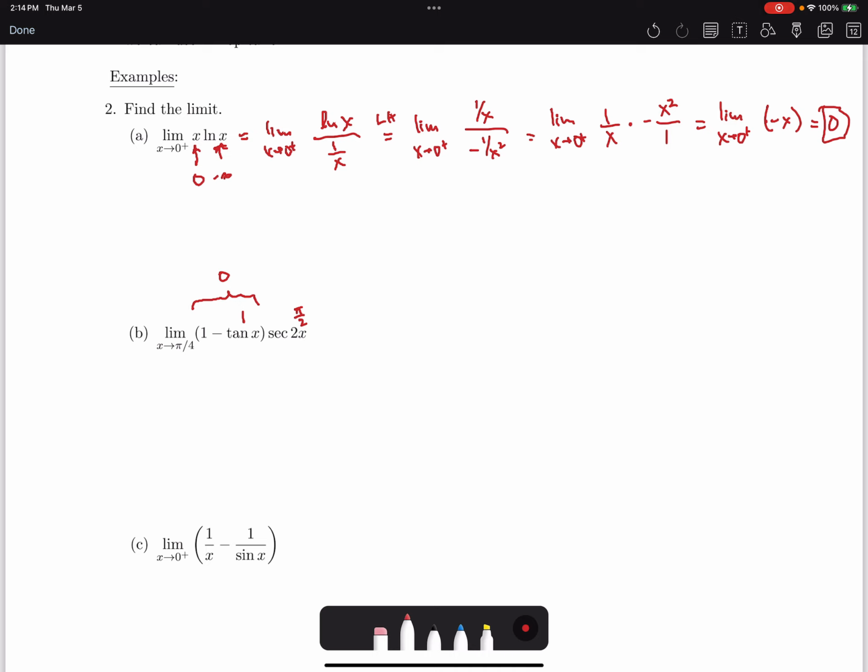Secant has an asymptote at pi over 2, right? So the limit does not exist there. If we approach from the left, it's going to go to negative infinity. And if we approach pi over 4 from the right, it's going to go off to positive infinity. So the limit doesn't exist. Now, in this case, the limit doesn't exist because it's approaching positive infinity from one direction and negative infinity from the other direction. And so broadly speaking, we could think of this as an infinite limit.